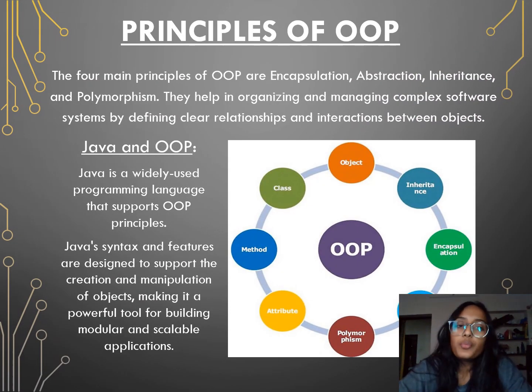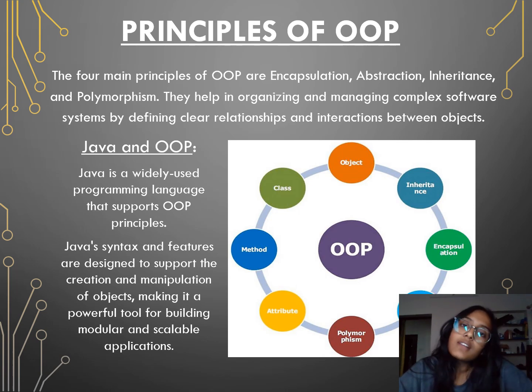Let us look into a few principles of OOPS, at least the ones that are very important to us. The four major principles of OOPS are encapsulation, abstraction, inheritance, and polymorphism. We have other ones also, it could be class, object, attribute, methods, and other such things. But the four main ones are here. They help in organizing and managing complex software systems by defining clear relationships and interactions between objects.